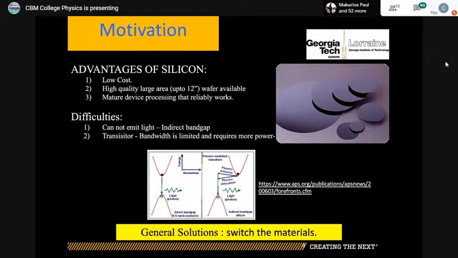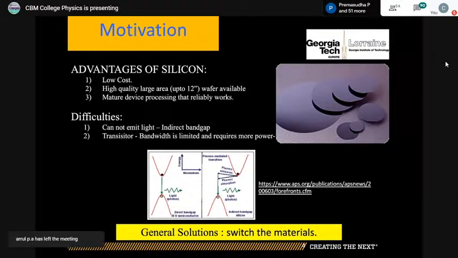But this material has its intrinsic problems. So the difficulties in these materials are, these materials cannot emit light because it is an indirect band gap. So I will come back to the transistor where we are limited with bandwidth and more power requirements.